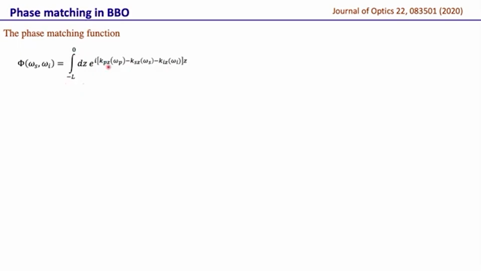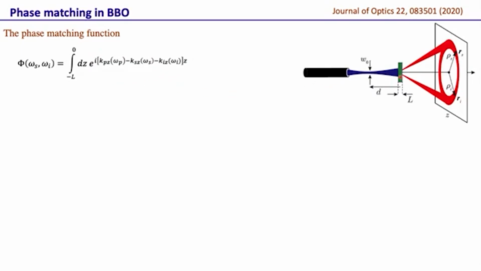So this is kpz minus ksz minus kiz. This is the pump wave vector in the z direction, signal wave vector in the z direction, idler wave vector in the z direction. So this is just the difference of this quantity. Although it looks like a very simple quantity, it is actually not, which is what we will see in a moment. Here, since we are considering the directions to be fixed, although I'm showing this as an angle, we are pretty much considering things that are almost collinear to the z direction.